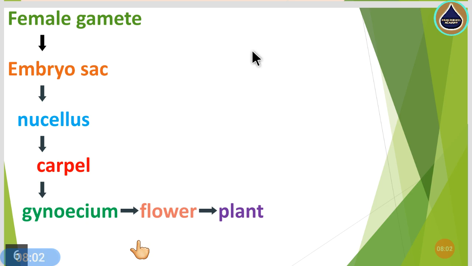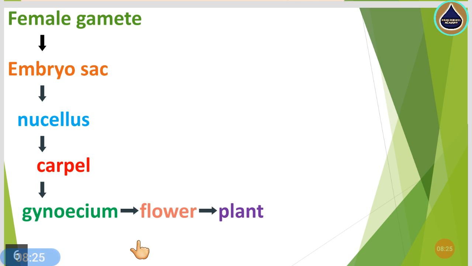Earlier I have explained about the male gamete, how it is formed, where it is formed, and how many cell divisions are needed. It is clear that 4 male gametes from the 4 pollen grains are formed by one meiotic cell division from the pollen mother cell.